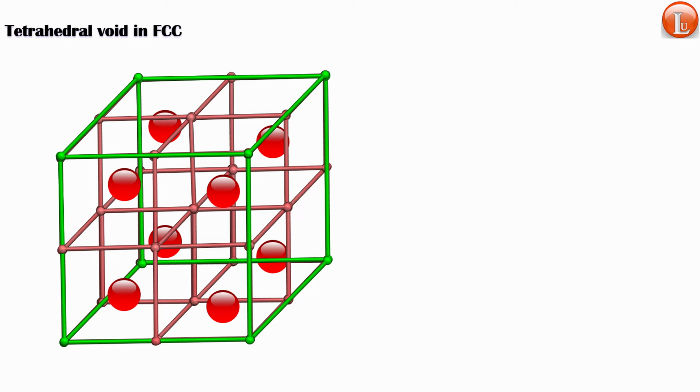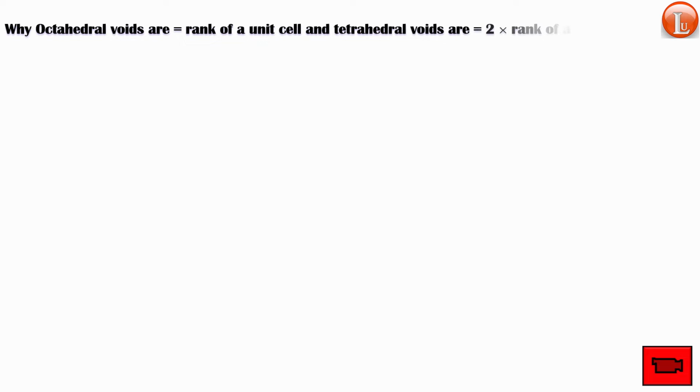Now let's talk about why is it that octahedral voids is equal to rank and tetrahedral is twice the rank. This was the question that we wanted to answer. Now what I'm going to do is, I'm going to talk about octahedral first. Then I'm going to talk about tetrahedral. And I'm going to take FCC as an example. Whatever I talk about FCC would be applicable for hexagonal primitive as well.